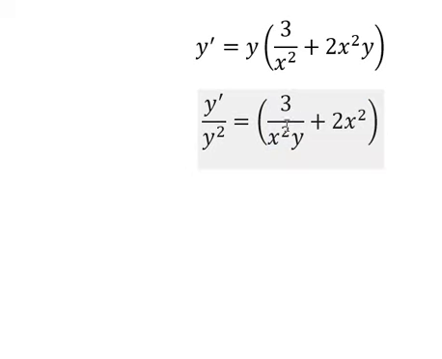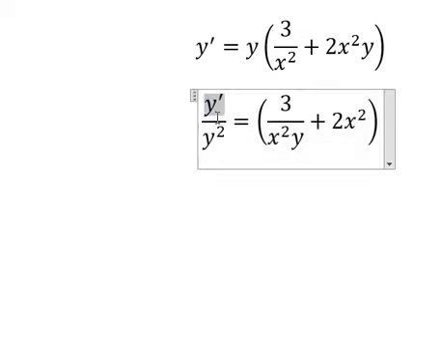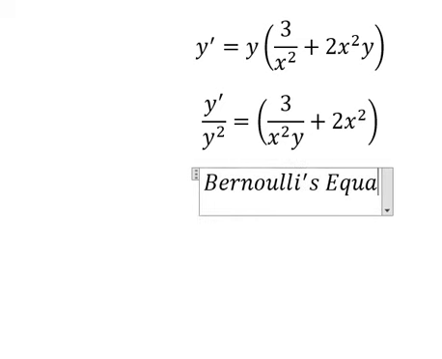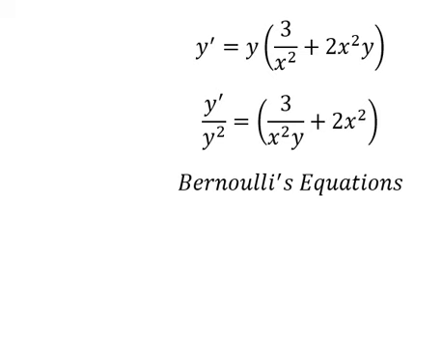So we have 1 over y and first derivative of y over y squared. So we can use about Bernoulli's equations. So I will put v equal to 1 over y.